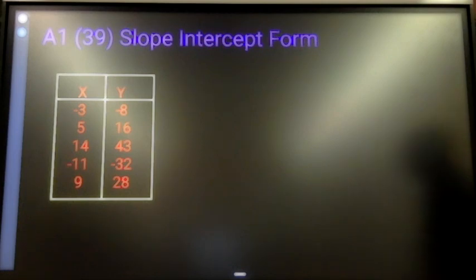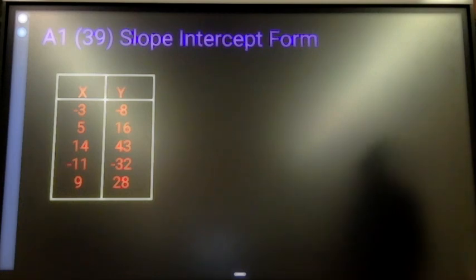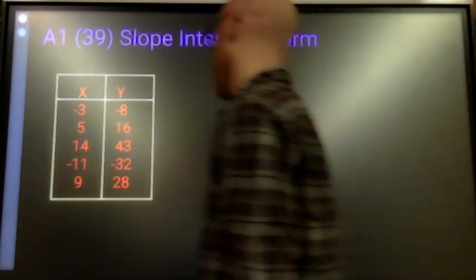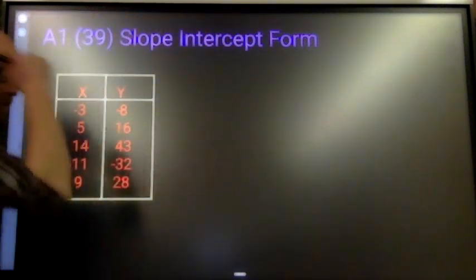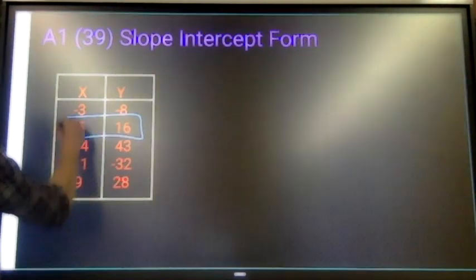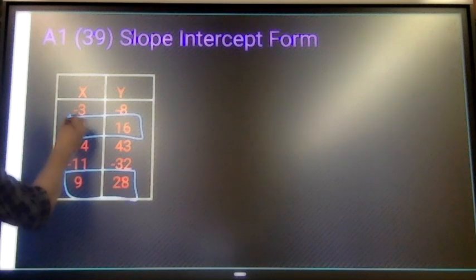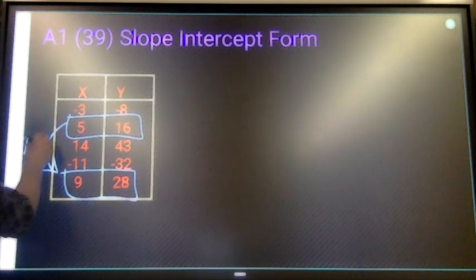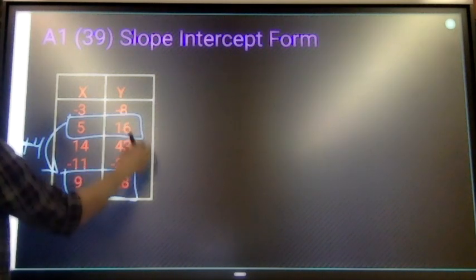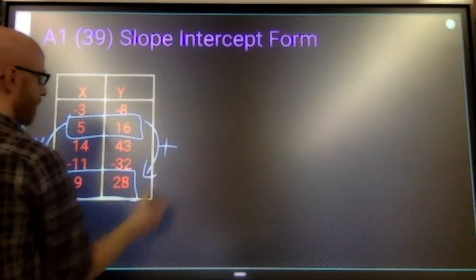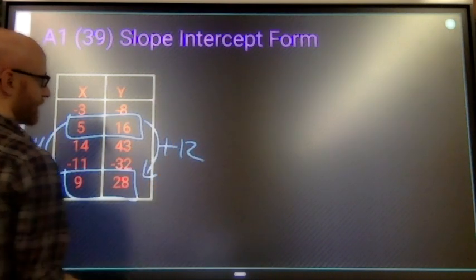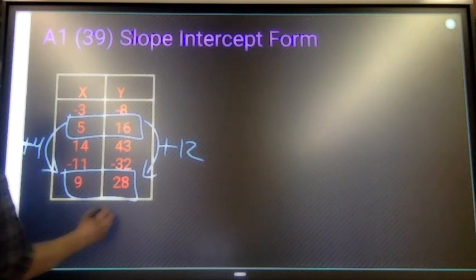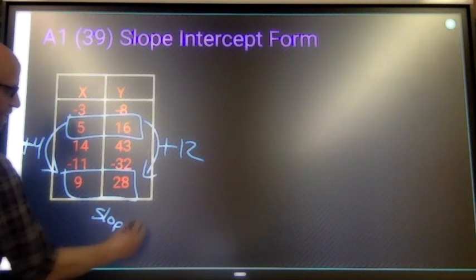If you've got a table situation, same deal over and over again. All right, you want to find slope. Remember how to do that? Pick 2 rows. From 5 to 9, I'm going up 4. From 16 to 28, I'm going up 12. 12 divided by 4 is slope of 3.